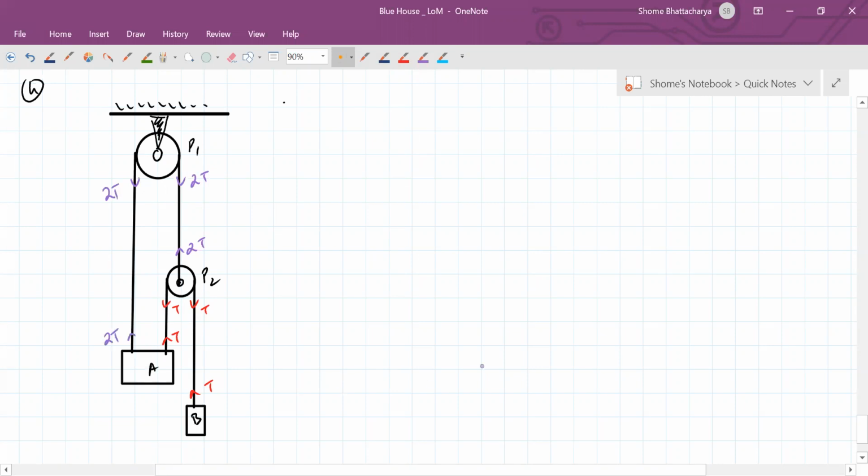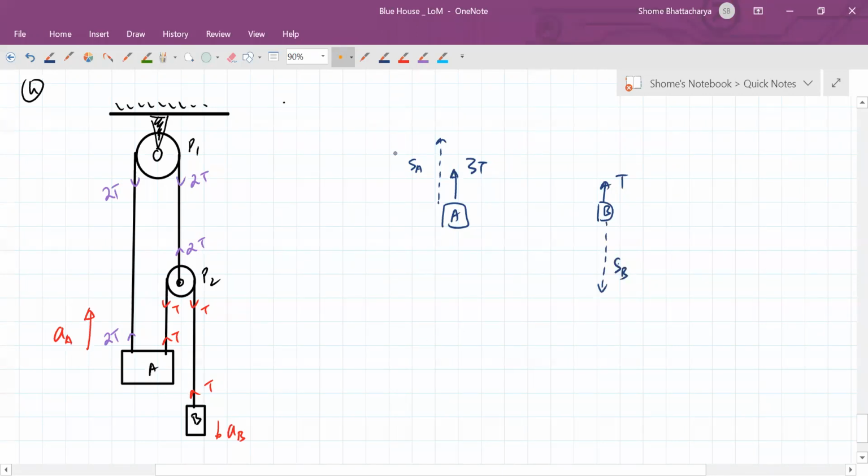Okay. So now you can see that suppose A is going up and B is coming down. You can see that on the block A, the total tension acting is 3T and it is having an upward displacement. Whereas on the block B, the tension acting is T, but it is having a downward displacement.